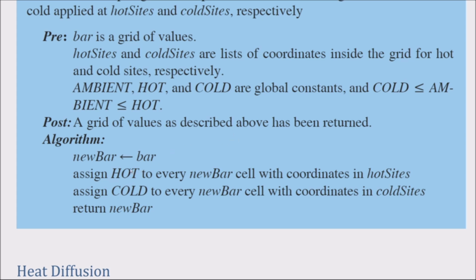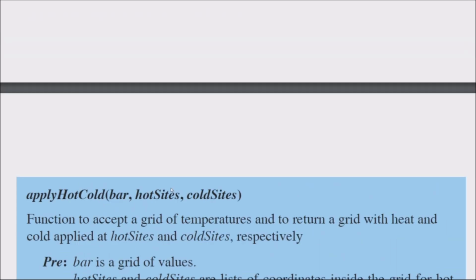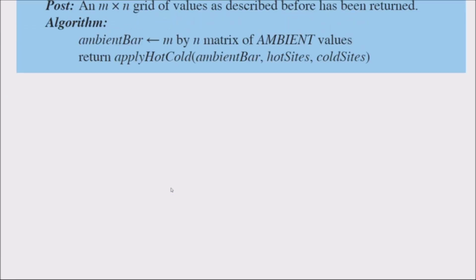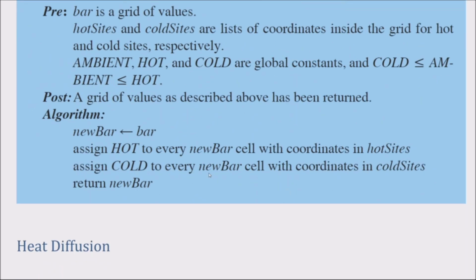And the algorithm on this is new bar is the old bar, give some values to the new bar. So that means the heat is generating and then spreading through. That's the same thing that we did here, applying heat and cold actually. So this part we did not do up there. So assign hot to every new bar cell with the coordinates of the hot side.